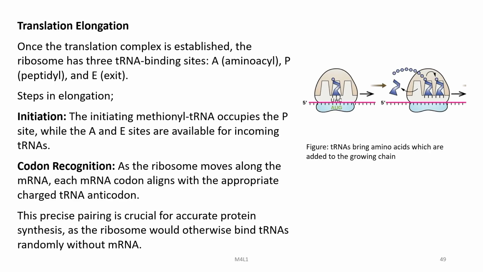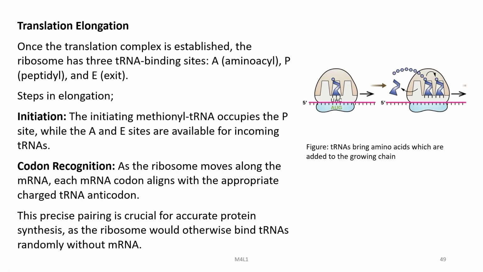Then translation elongation. Once the translation complex is established, the ribosome has 3 tRNA binding sites, A, P and E, aminoacyl, peptidyl and exit respectively. In initiation, the initiating methionine tRNA occupies the P site, while the A and E sites are available for incoming tRNAs. Then there is codon recognition and the ribosome moves along the mRNA.